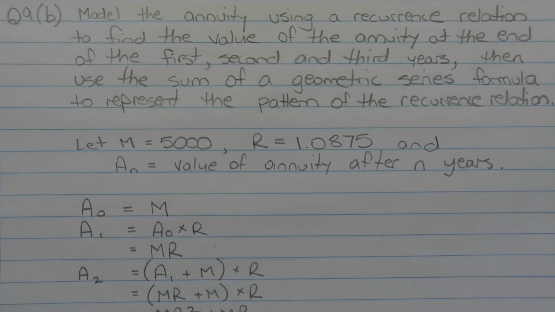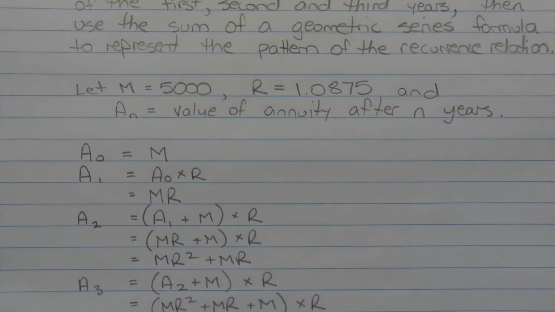To make this process a little easier, I'm going to use algebra rather than using the values themselves. So I'm going to let M equal 5,000, which represents the value of each contribution. Capital R is equal to 1.0875. I'm using capital R instead of little r, because capital R represents the factor by which I increase the previous year's value by 8.75%. And A_n is equal to the value of the annuity after n years.